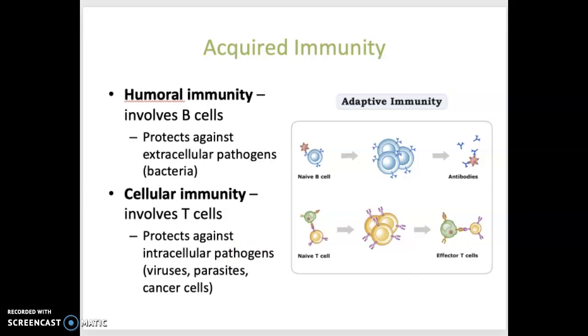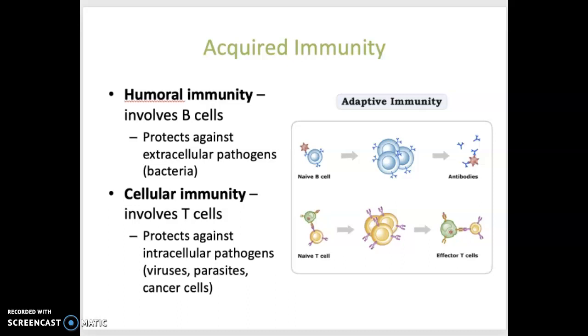And then cellular immunity protects the body against intracellular pathogens, things that invade a cell, like a virus, a parasite, and also cancer cells. So this involves the T cells, whereas humoral immunity involved the B cells. So when T cells encounter a pathogen, they produce a couple different types of T cells. Cytotoxic T cells directly attack and destroy the pathogen. And memory T cells, just like the memory B cells, are available to defend the body if the same pathogen is ever encountered again.